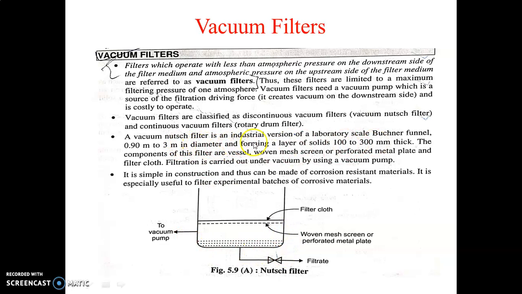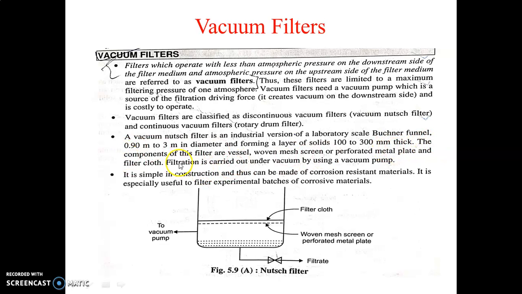This is a laboratory scale filter, ranging from 0.90 meter to 3 meter in diameter, and forming layers of solid. That means the cake formed is about 100 to 300 millimeter thick. So if the cake is deposited here, it will have a thickness of 100 to 300 millimeter.